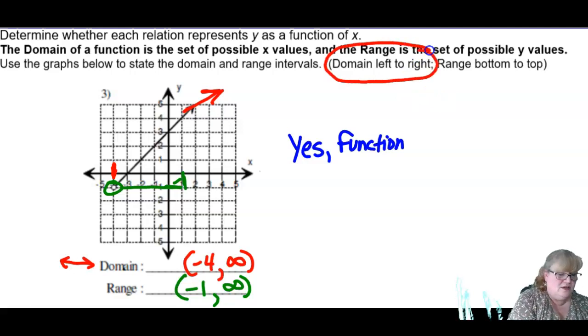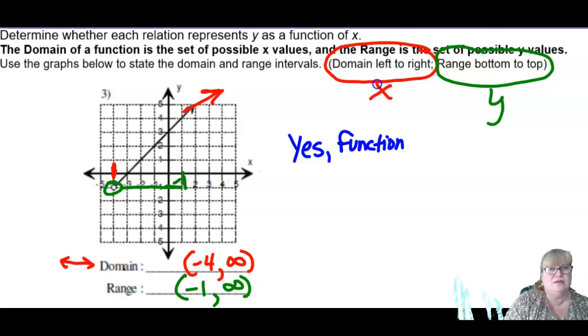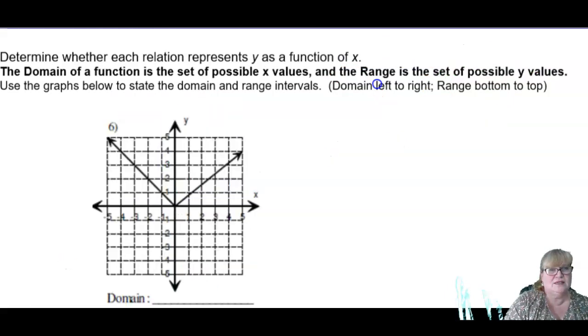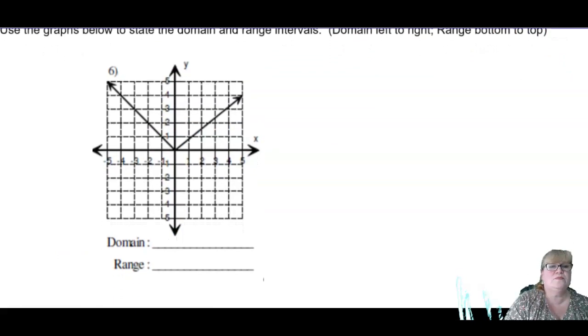All right, so remember, domain is left to right. Start on the left and go to the right. And range is bottom to top. Start at the bottom and go to the top. But again, this is y values, so you're using numbers off the y-axis. Domain is x values, using numbers off the x-axis. All right, let's see if I can move this up.